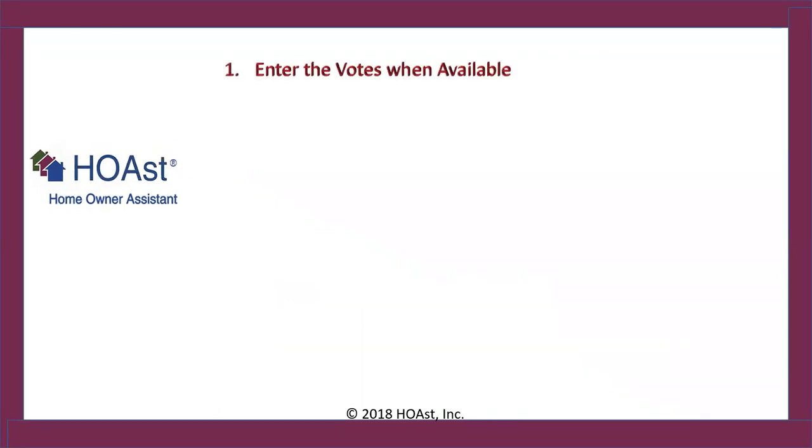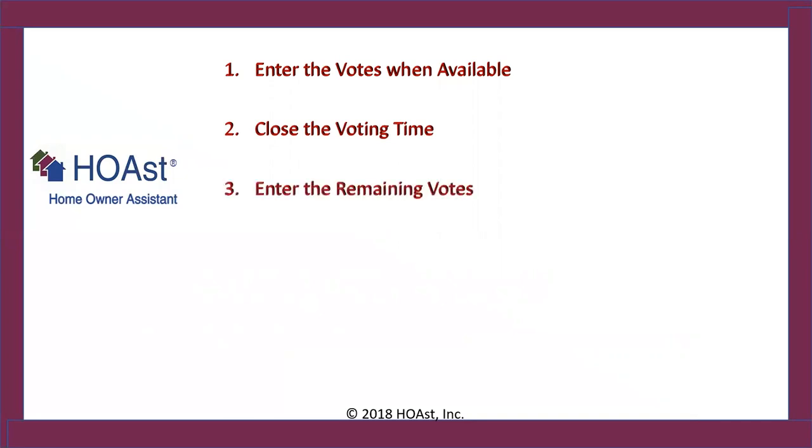So step one is we enter the votes when available. This means that if the proxy vote is not in the same ballot as the secret vote, as an election vote, for instance, you can enter them when you receive them. So if they're, again, separate from something that is secret, you can enter them when you receive them. Now, at the meeting, you would then close the voting time, and then you would enter the remaining proxy votes. Then you see the results.